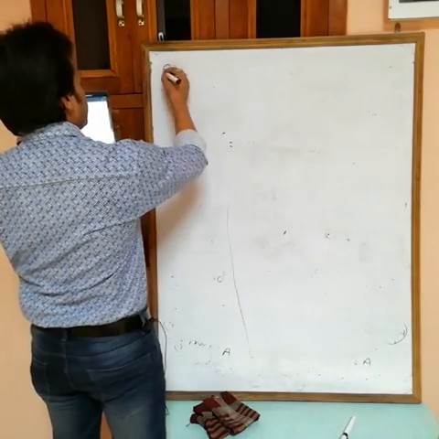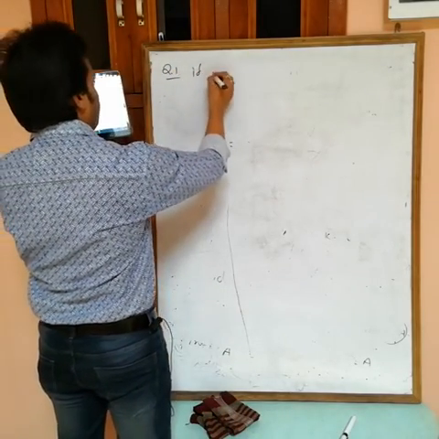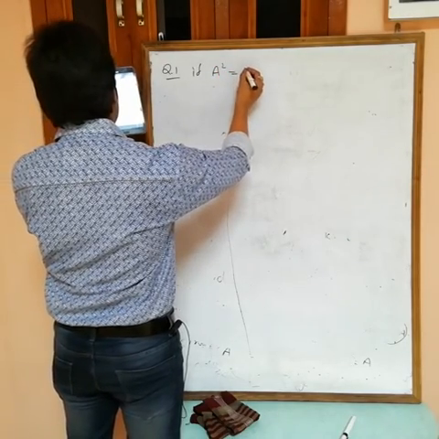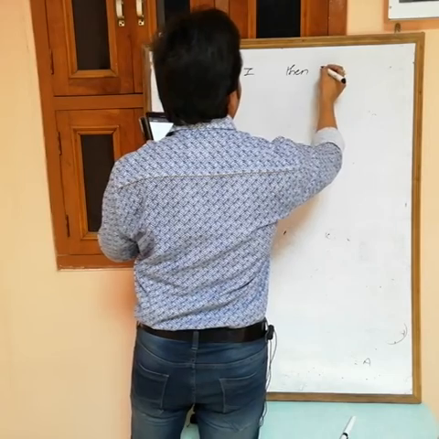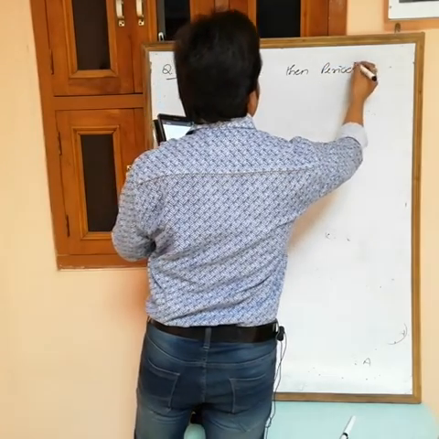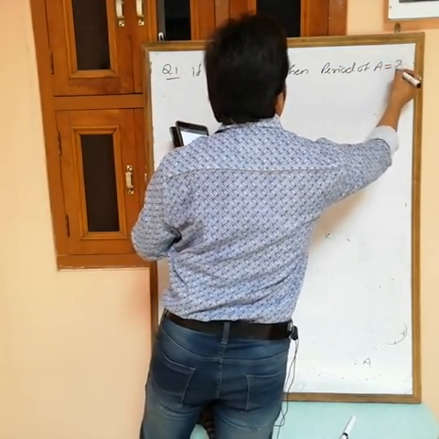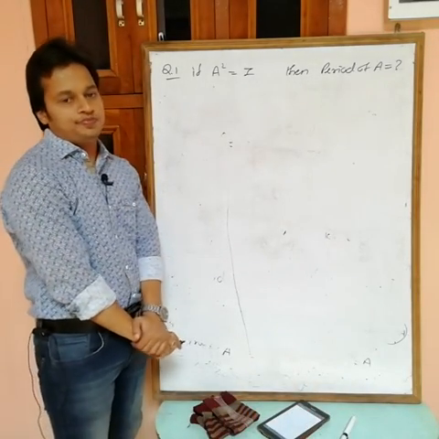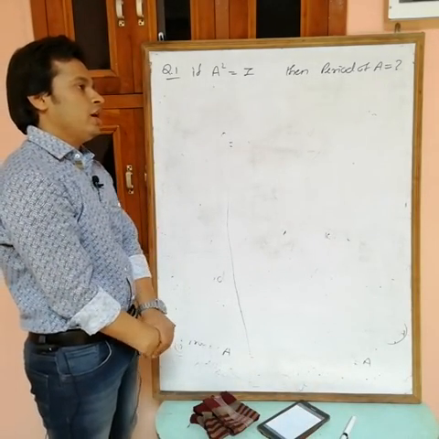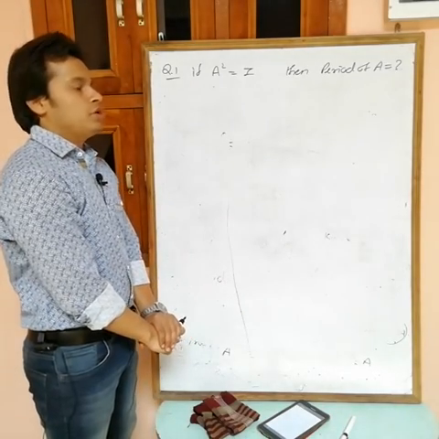Okay, write a question based on this. If A square is equal to I, then find the period of A. If A square equals I, then find out the period of A. Okay, I have options 1, 2, 3 or 4.